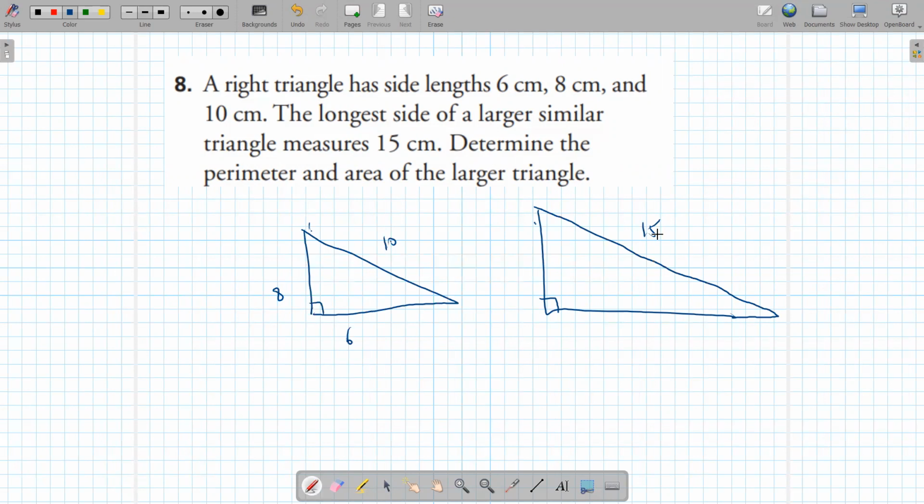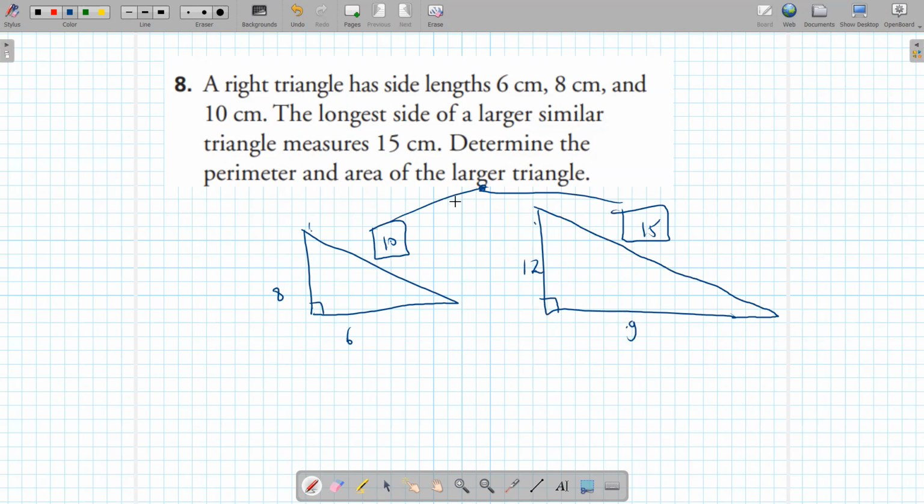Okay, what's the scale factor? 3. It's not 3. Oh, what is it? 1.5. Yeah. So this one here is going to be 8 times 1.5, so 12. This one will be 6 times 1.5. It's going to be 9.